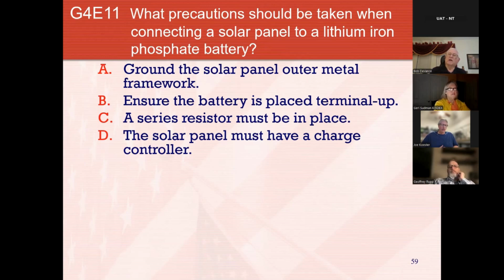Because if the voltage of the panel is not regulated, it can go up maybe 25 volts. We don't want that going to our battery. We want that to be regulated. Likewise, we want the current to be limited. So we need a charge controller to handle that for us. So the answer is D. We need a charge controller.